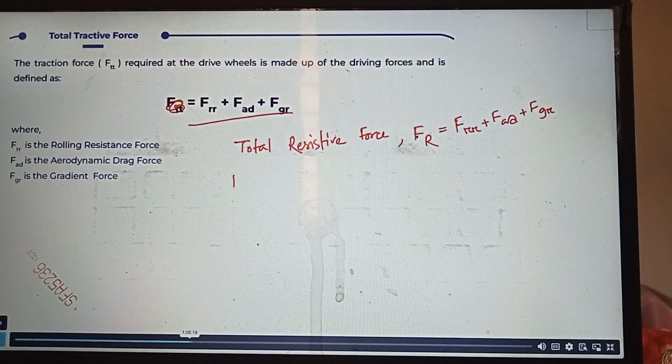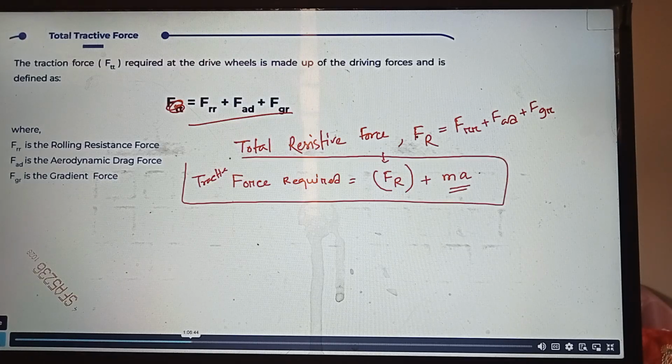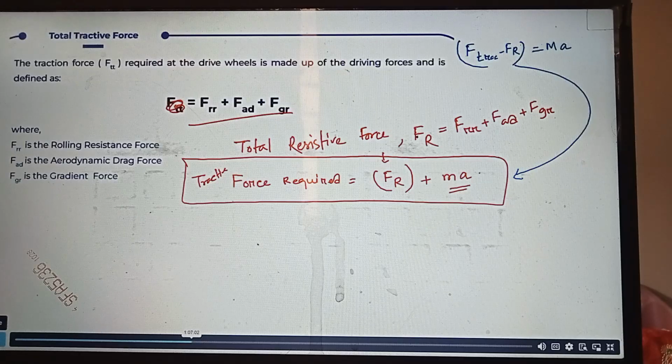And how much tractive force do we need? The tractive force required is the total resistive force plus mass into acceleration. This is missed in the study material, please add a note on that. So remember Newton's second law, as I told earlier: F tractive minus F resistive equals mass into acceleration, right? So from this we can derive that the tractive force required is the total resistive force plus mass into acceleration.